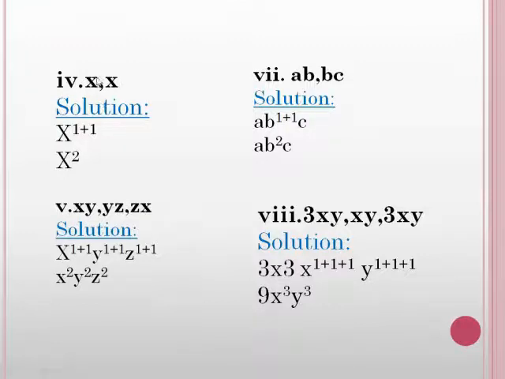Question number 4 from the same exercise, x comma x. x is multiplied with the same variable. Both are like terms and both have exponent 1. So we add their exponents, 1 plus 1. So the answer is x square.